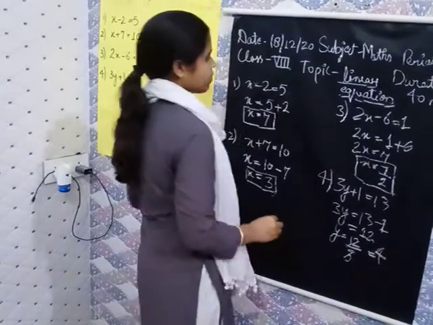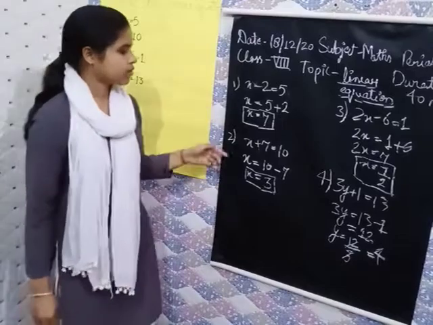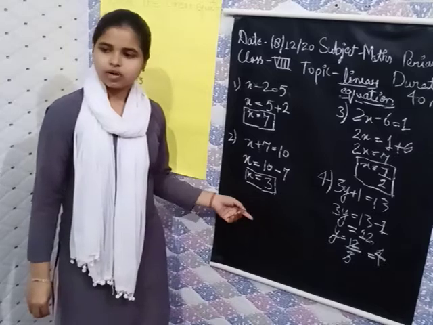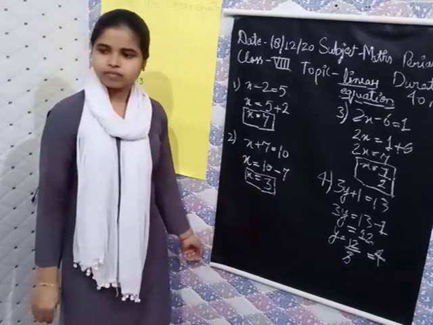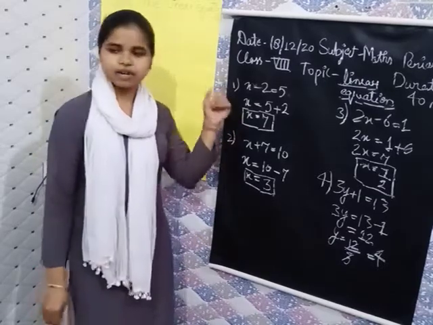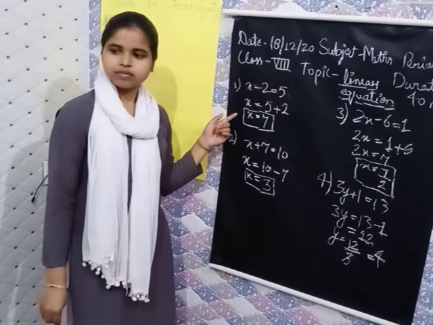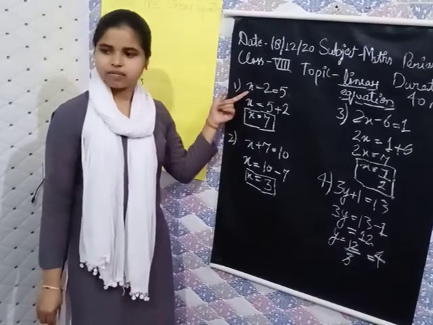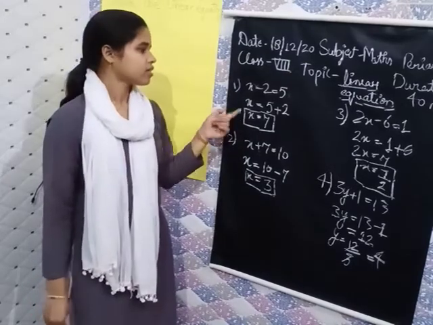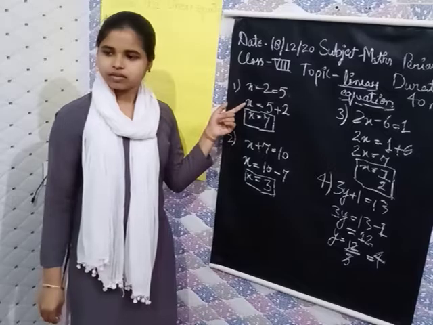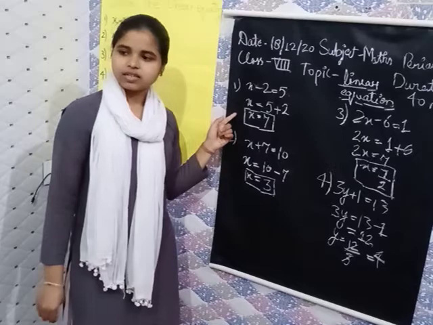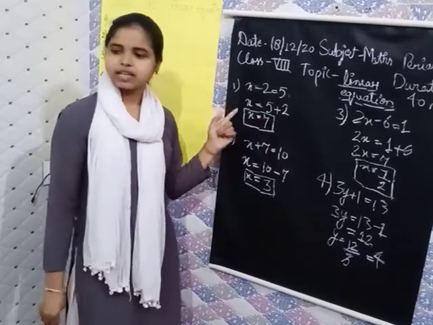Now students, see these 4 solutions. Is there anything common? What do you see? First, we will write constant terms on one hand side, and on the other hand side is the variable. And then we solve it. Yes, the sign will change. Variable and constant on both sides. Plus and minus sign will change.